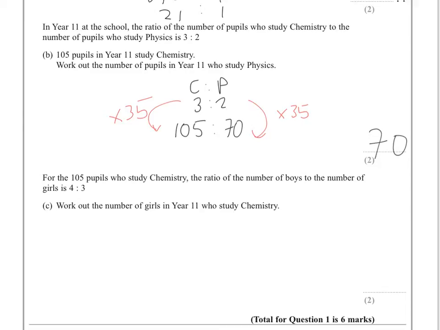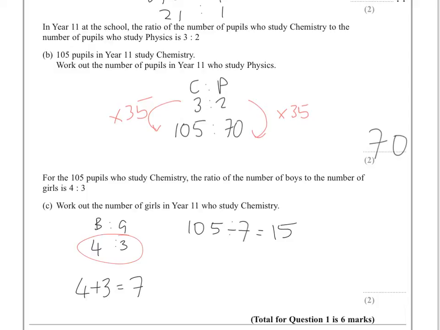So the ratio of the number of boys to girls is 4 to 3. So in total we've got 7 parts there. 4 plus 3 equals 7. So if I do 105 divided by 7, which equals 15, so 1 part is 15.